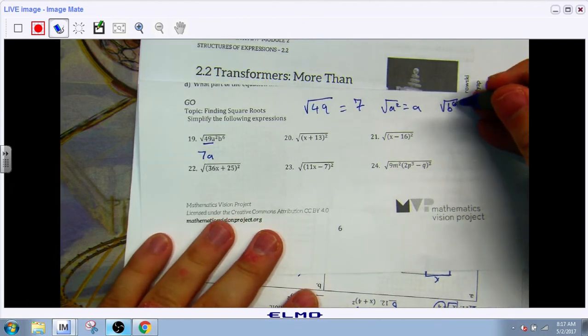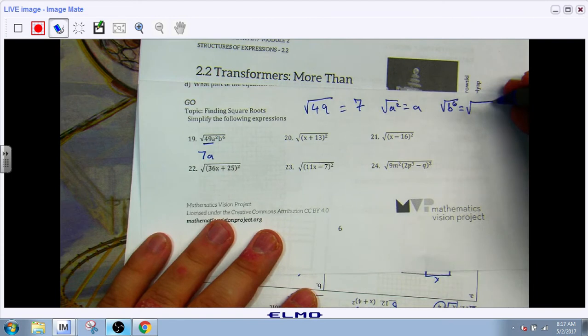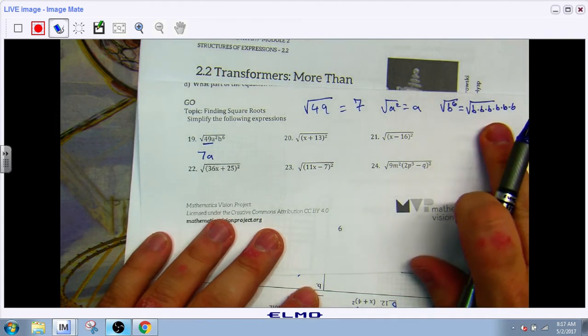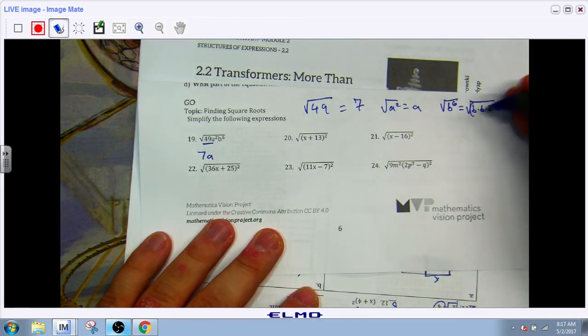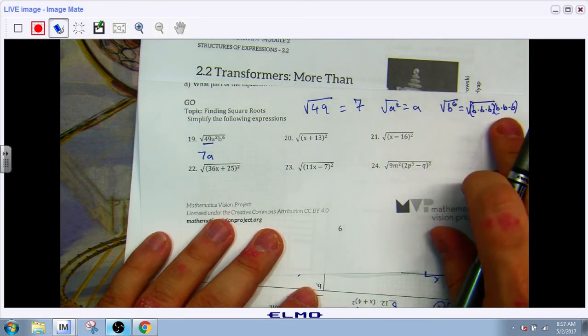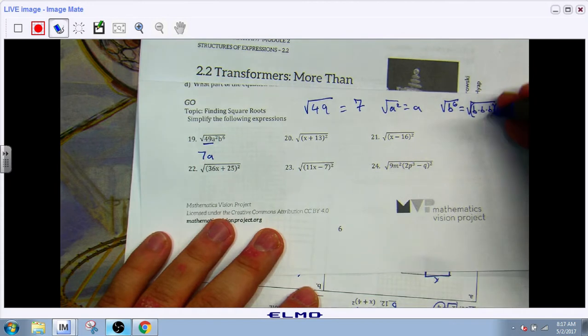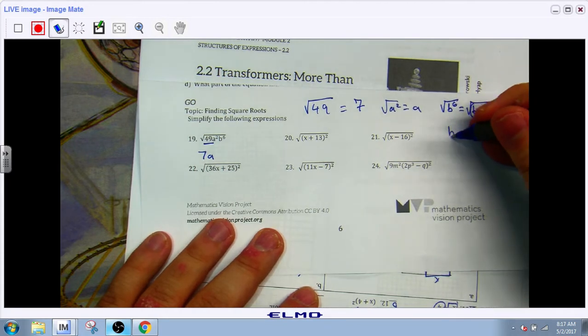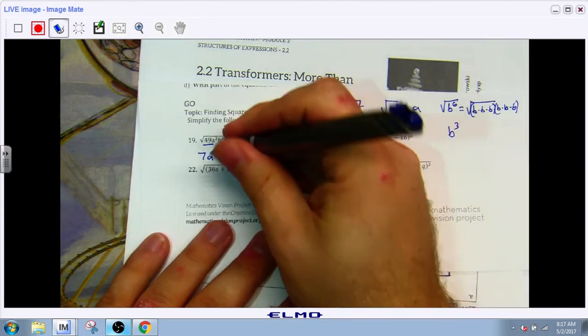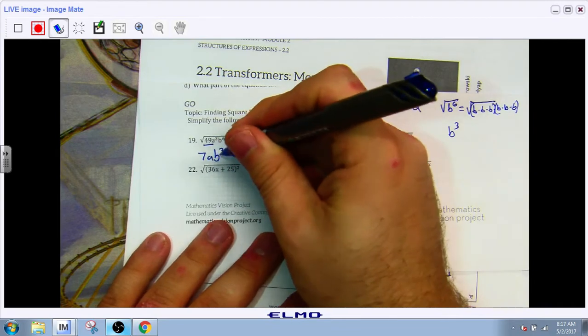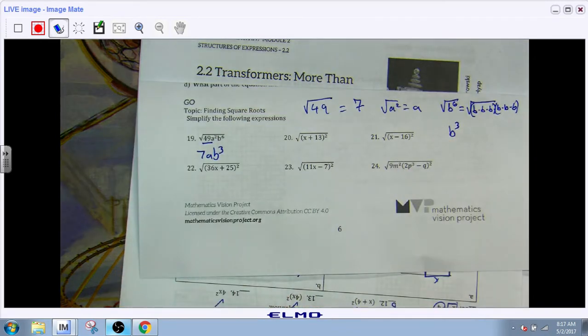Okay, so I know that b to the 6th is really b times b times b times b times b times b, 6 of them, okay? And when I look at this, I can see that if I have this times this, that would be b cubed squared. So really, the radical of b to the 6th is b cubed. So my final answer would be 7ab cubed.